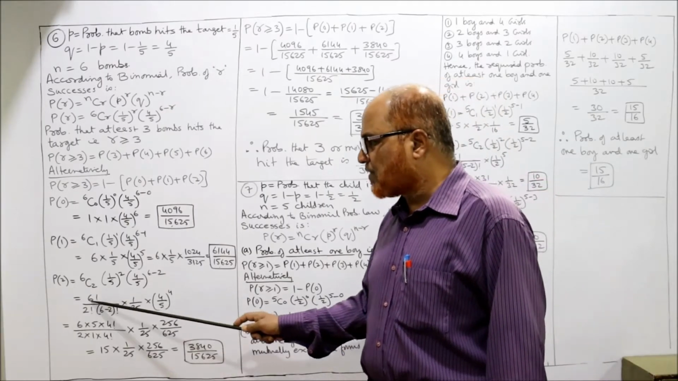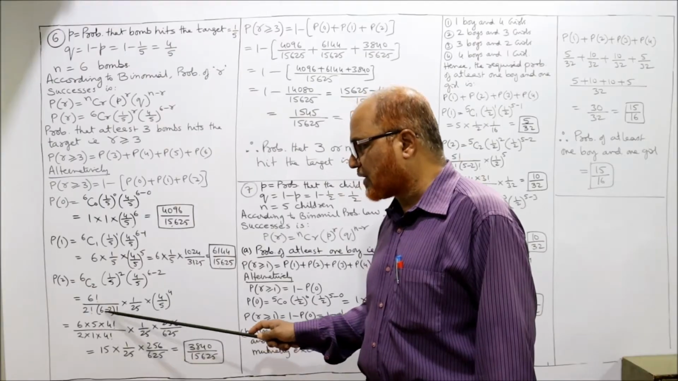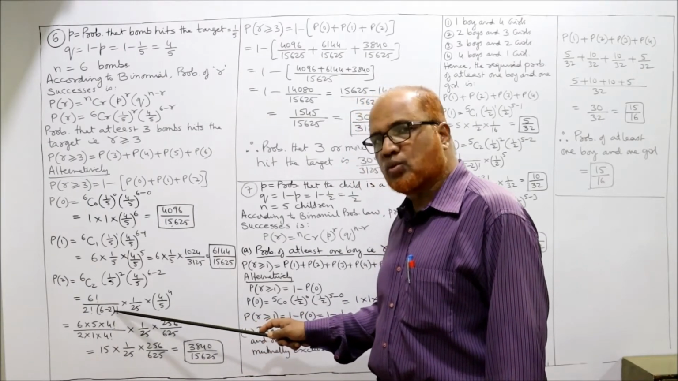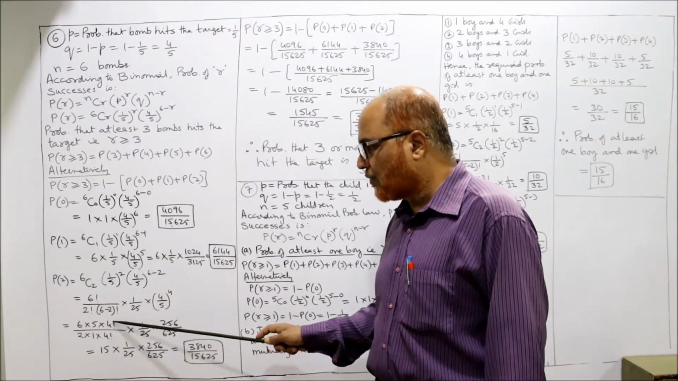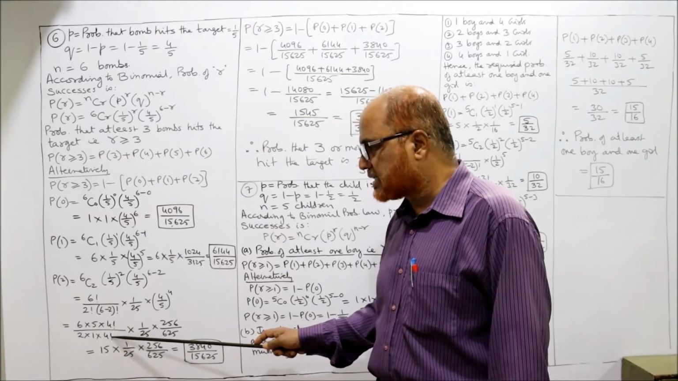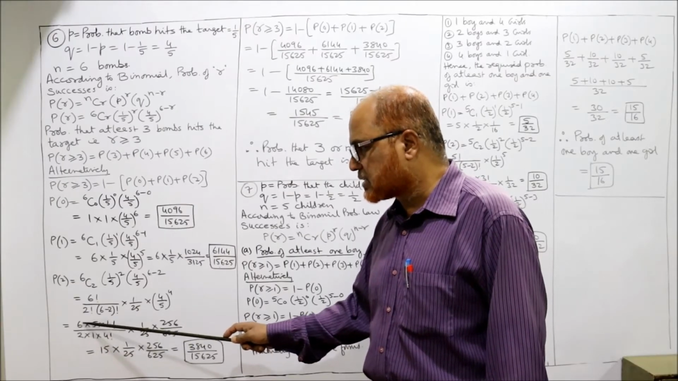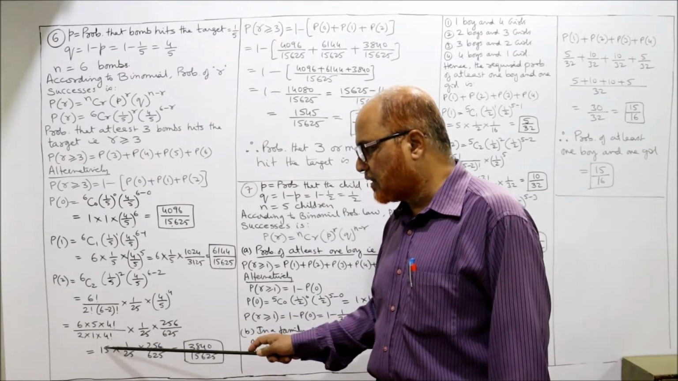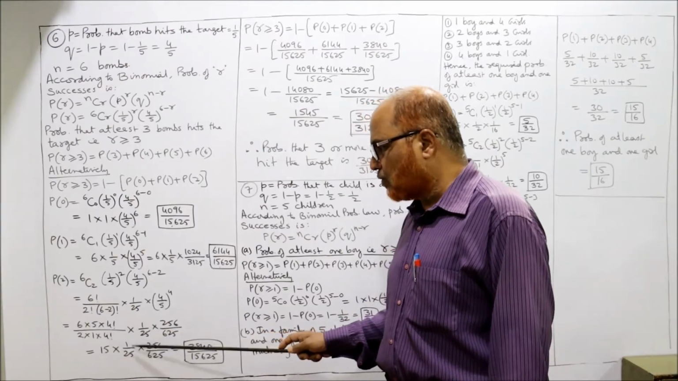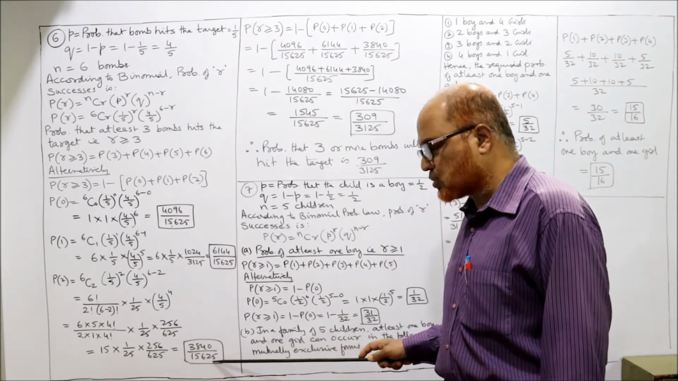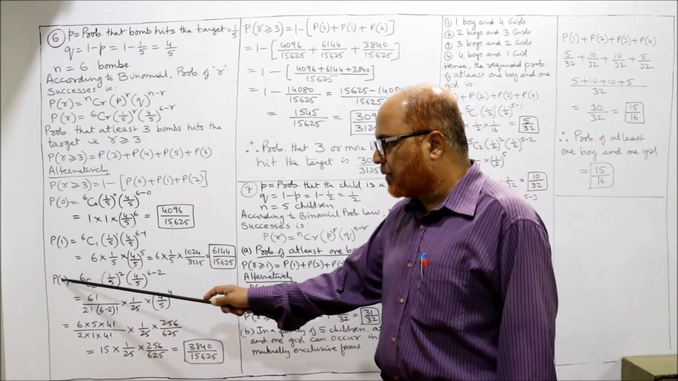Right? So 6 factorial is 6 into 5 into 4 factorial. Similarly 2 factorial means 2 into 1, and 6 minus 2 is 4 factorial. So 4 factorial gets cancelled. 3 1s are 3, 3 2s are 6, so 3 5s are 15. 3 5s are 15 into 1 by 25 into 256. So 3840 divided by 15,625. This is the probability for P of 2.